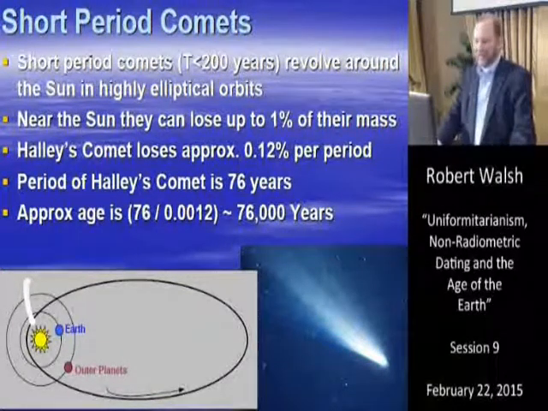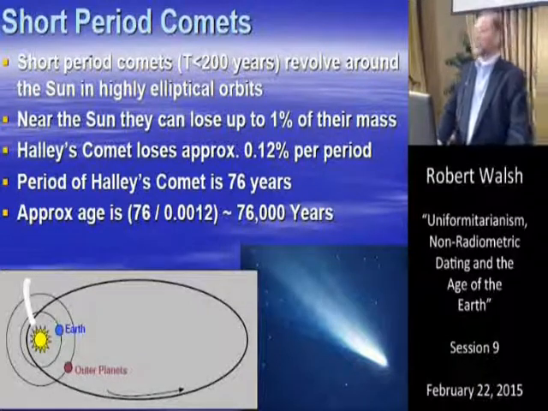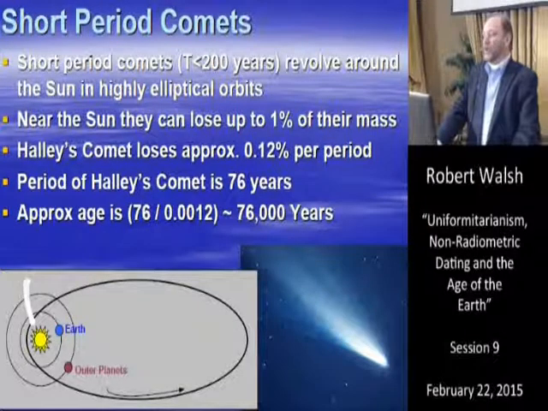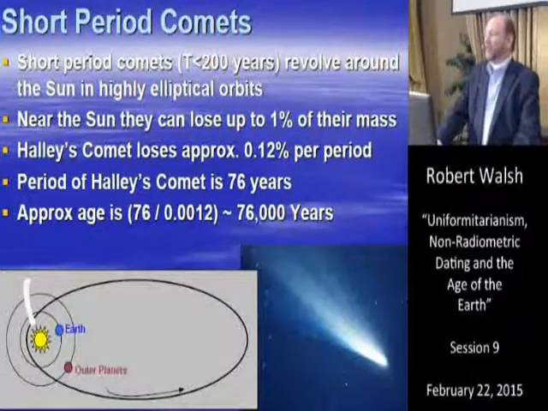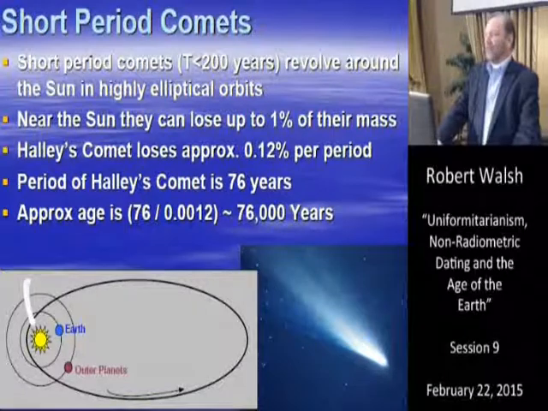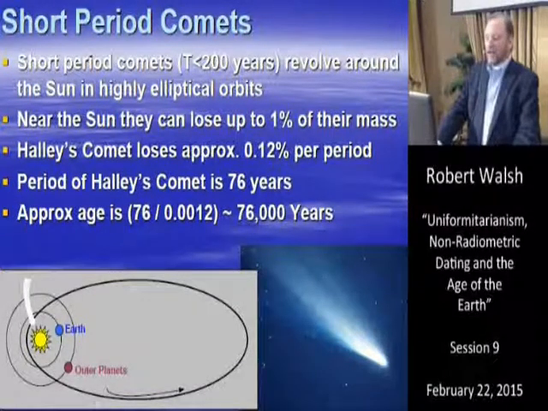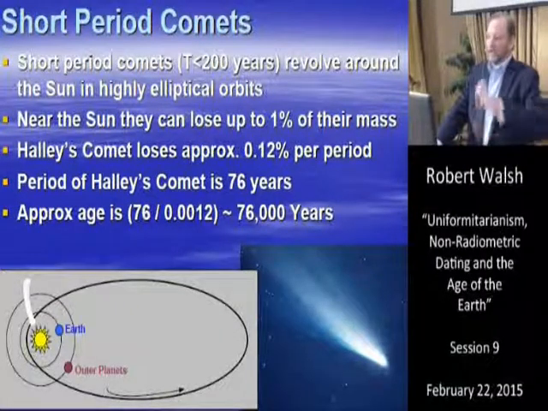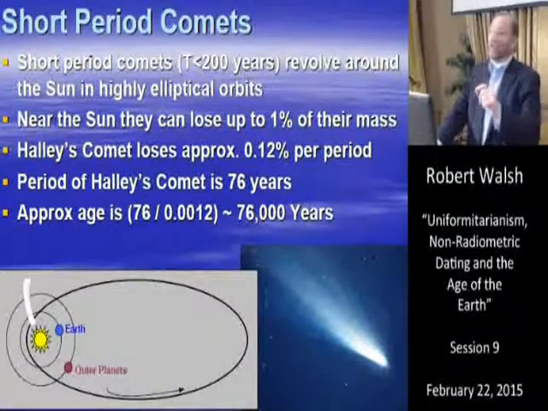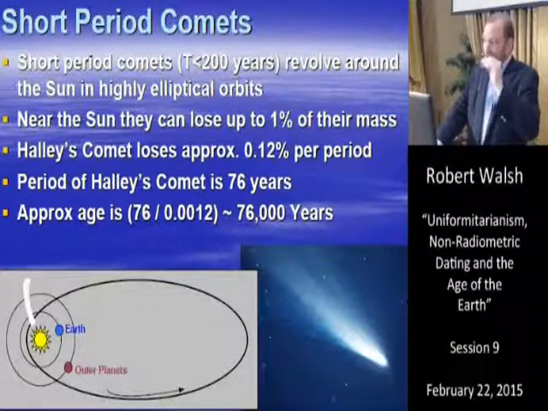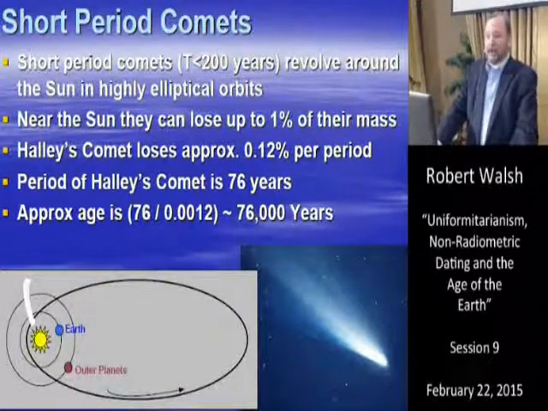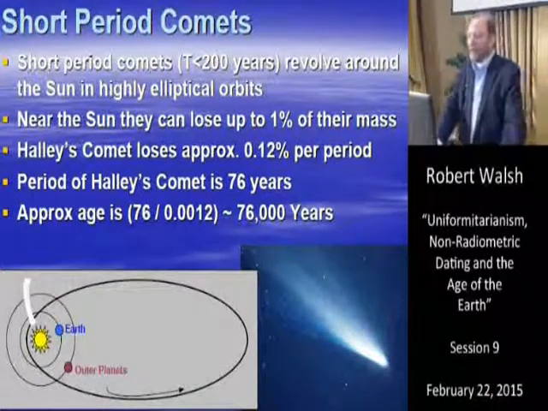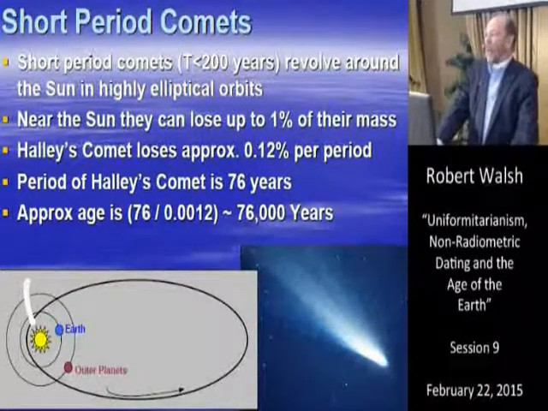Halley's Comet loses about 0.12% per period. And the fact that we know that, we can determine the maximum age of Halley's Comet. This is kind of fun. So we can take the fact that it appears every 76 years, divided by the amount of mass that it loses, and that'll give us a kind of a ceiling on how old Halley's Comet is. Well, let's do that here. It can't be any more than 76,000 years old.